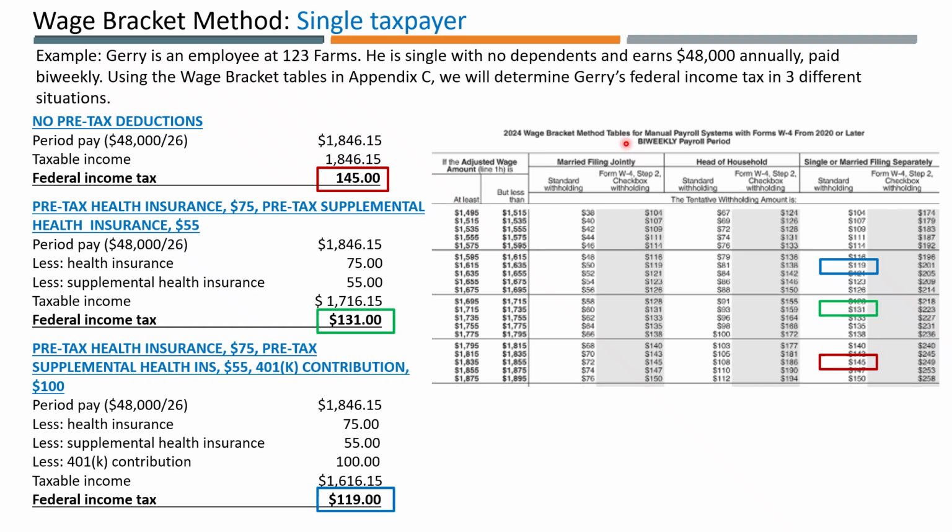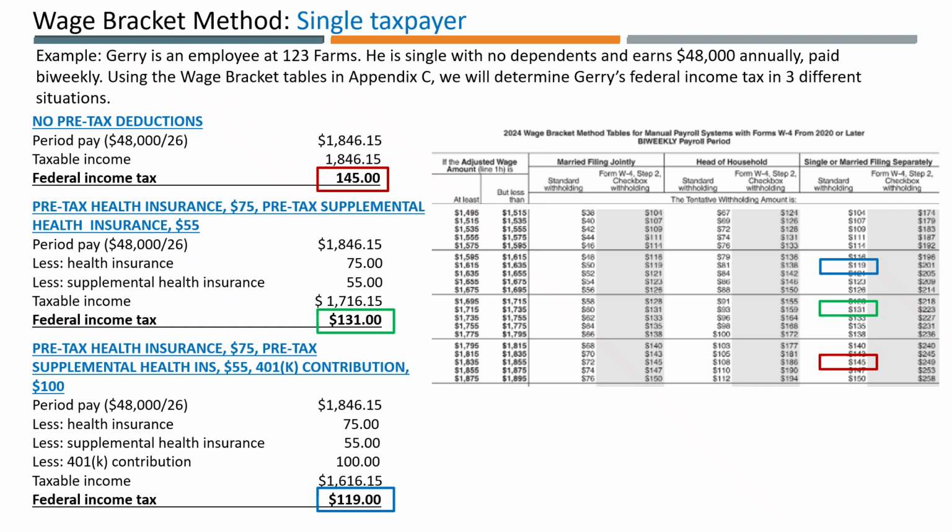Then we need to locate the correct marital status column and the correct wage row that shows us the wage we're looking for. For Jerry, we need to find the row that includes his wage of $1,846.15, which is towards the bottom of the page. It is the row that starts with 1,835 and ends with wages less than 1,855. Then we move to the right until we find the standard withholding column for single taxpayers, and we find $145.